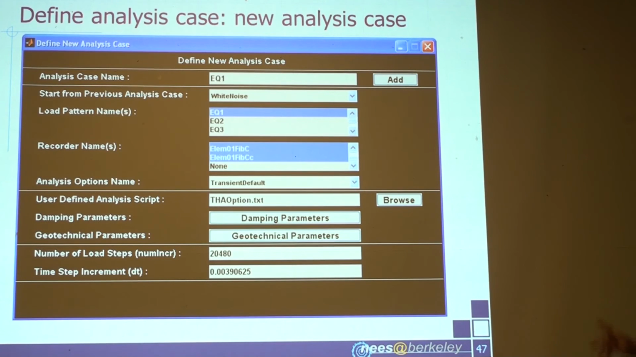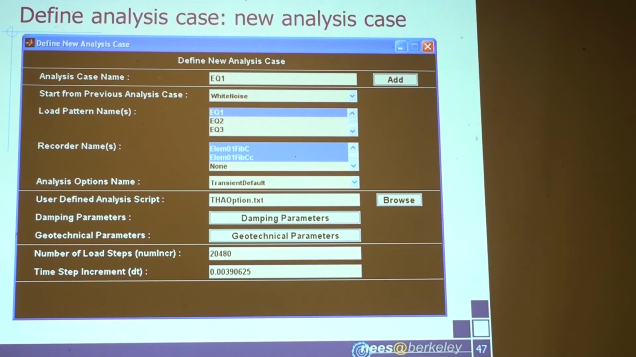So, for example, you will give it a name. You can do sequences of analysis, so it will figure it out by itself. You will basically tell it what was my previous analysis. For example, this one was an experimental test that we were trying to replicate, where they ran some white noise before they actually did the ground motion. So I would start from that white noise, and then I would select the load pattern names. So I have my earthquake 1 that I would select there.